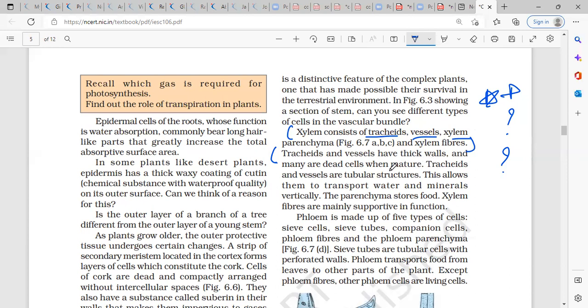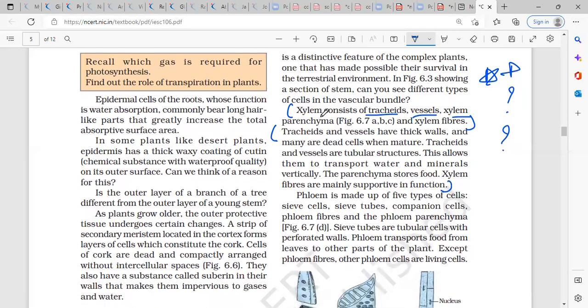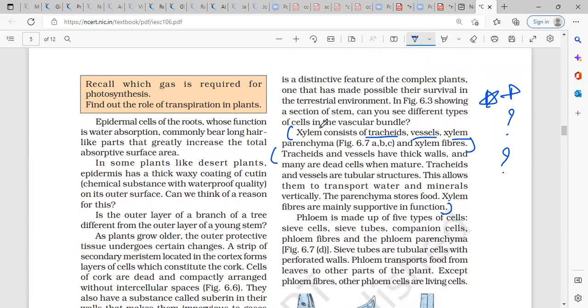Tracheids and vessels are tubular structures. This allows them to transport water and minerals vertically. The parenchyma stores food. Xylem fibers are mainly supportive in function. So these are all the things about tracheids, vessels, xylem parenchyma, and xylem fiber. First of all, you should remember what they are doing.